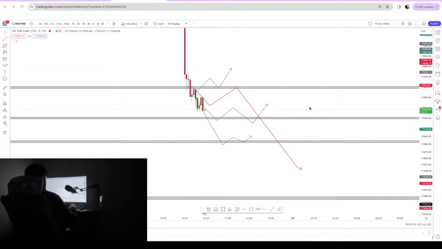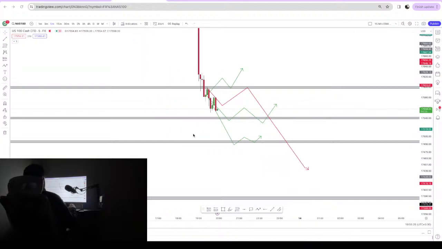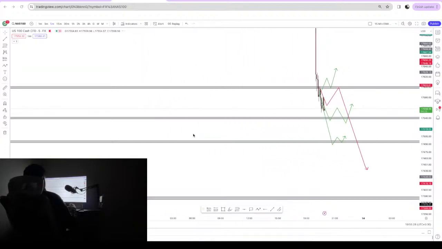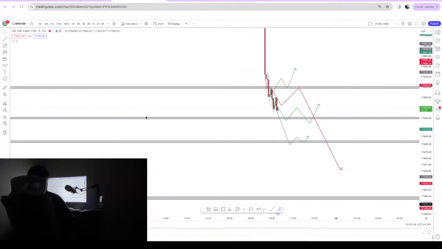Yeah, so let's see how it behaves. It may form a double bottom from here also, quite possible. It may go for a retest and shoot down again. Still, that's also possible.